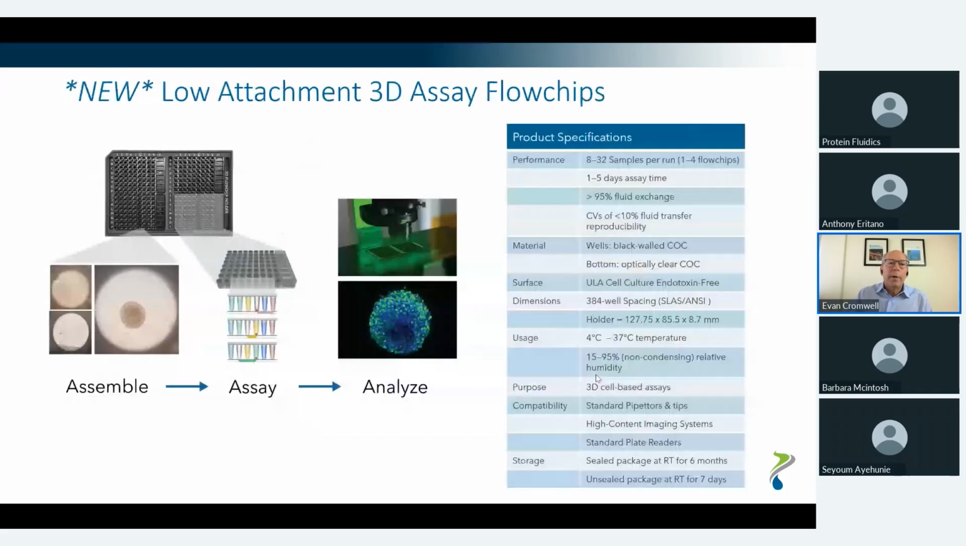And we've also come out with low attachment flow chips. So now you can form 3D models in your flow chips. You can also do co-cultures. I've done some exciting work where we added immune cells, and the immune cells can then move around, find your tumor models, infiltrate, kill the cells, and you can monitor that whole process over multi-day periods.